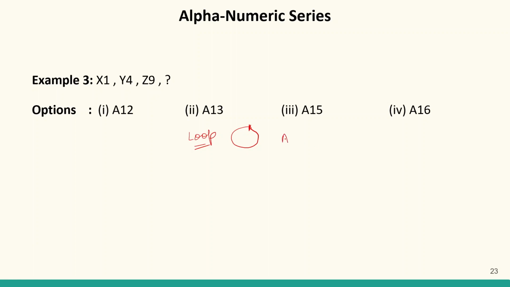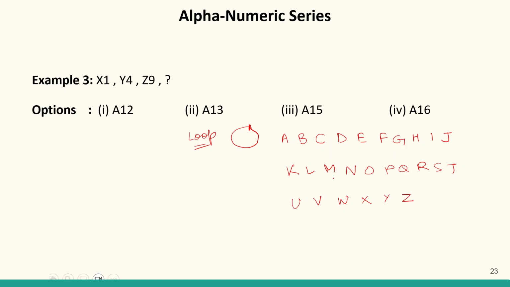So let us write the alphabets once more. B, C, D, E, F, G, H, I, J, K, L, M, N, O, P, Q, R, S, T, U, V, W, X, Y, Z. These are the alphabets. Now W plus 1 will give us X, right? X plus 1 will give us Y. Y plus 1 will give us Z.